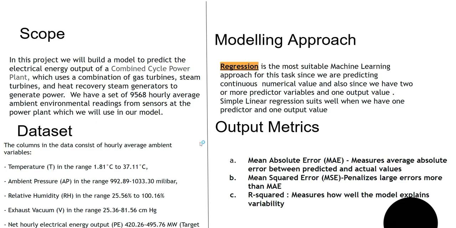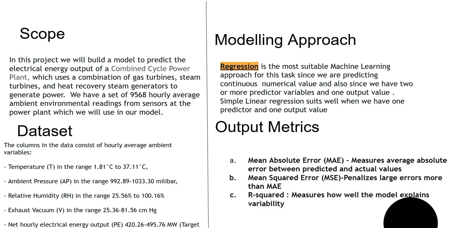So in this project, we will build a model to predict the electrical energy output of a combined cycle power plant, which uses a combination of gas turbines, steam turbines, and heat recovery steam generators to generate the power. So we have a set of 9568 hourly average ambient environmental ratings from sensors at the power plant, which we will use in our model.